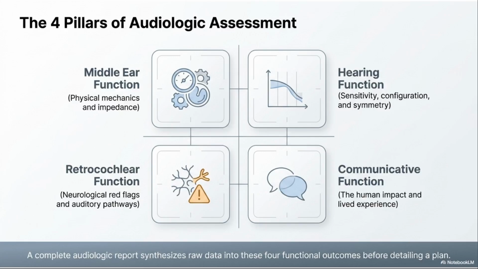A hearing evaluation report can generally be divided into 4 functional areas of assessment. The first pillar is middle ear function, focusing on physical mechanics and impedance. The second pillar is hearing function, detailing sensitivity, configuration, and symmetry. The third pillar is retrocochlear function, identifying neurologic red flags and auditory pathway issues. The fourth pillar is communicative function, addressing the human impact and lived experience. A complete report synthesizes raw data into these 4 functional outcomes before detailing a plan.